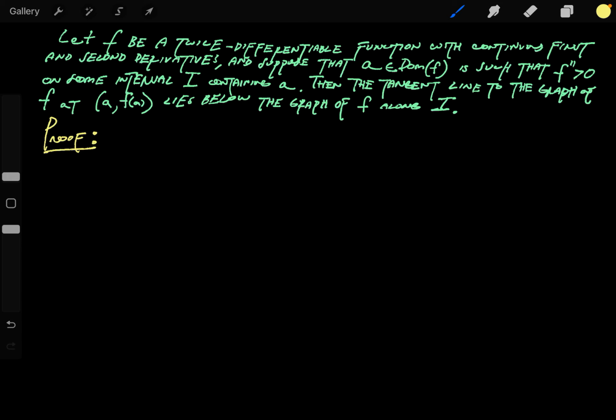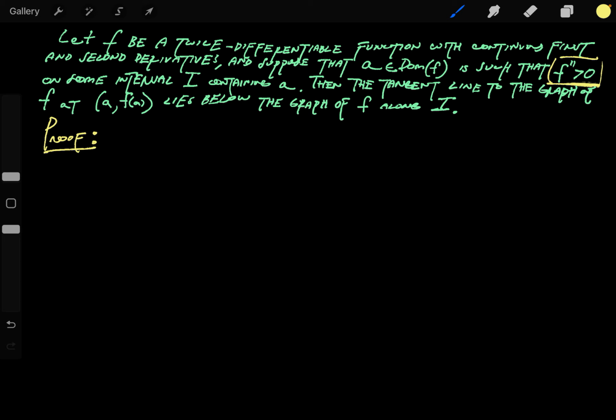Okay, so what we're going to prove now is that if the second derivative is positive on some interval I containing a, then the tangent line to the graph of f at that point lies below the graph of f.